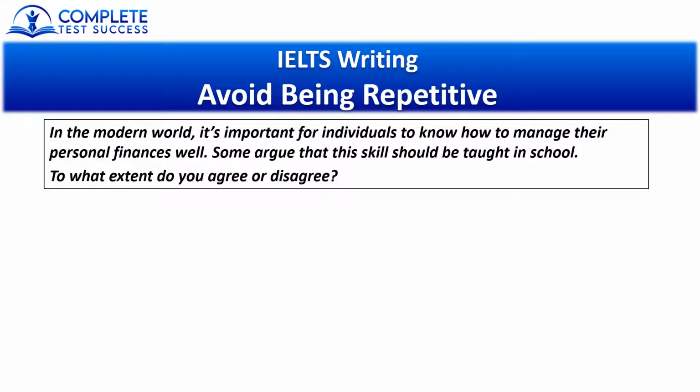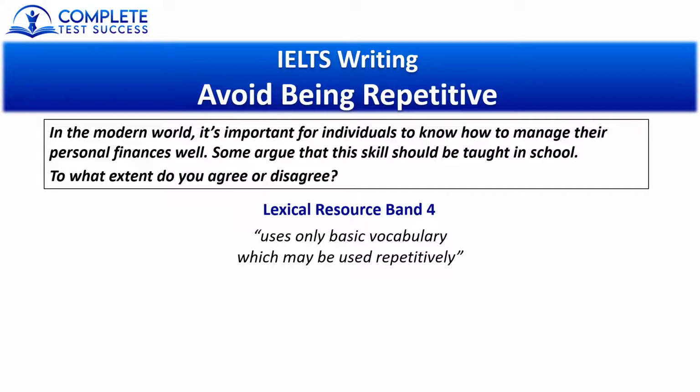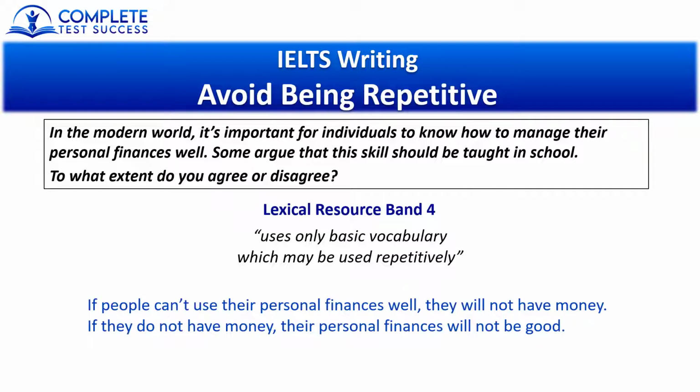Finally, we're looking at lexical resource, and for a band 4, it says uses only basic vocabulary which may be used repetitively. And my example here is, if people can't use their personal finances well, they will not have money. If they do not have money, their personal finances will not be good. Now here you can see personal finances comes from the question, so the student isn't going to get any recognition for this being good vocabulary. So really the vocabulary that they are bringing to this is very limited, and it's also being used repetitively.